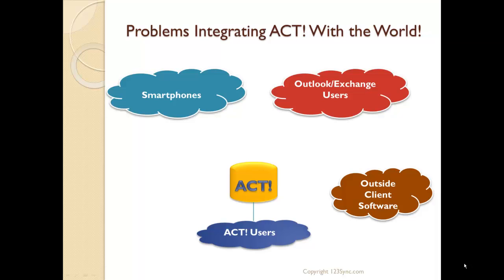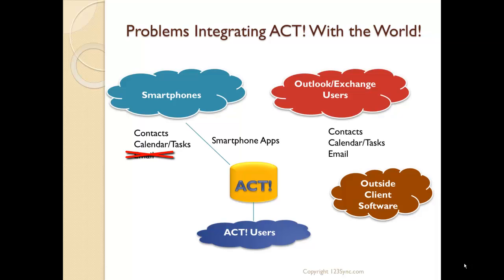So let's look first at some of the problems that ACT has integrating with the world. The smartphone solutions that are available are smartphone apps that are installed on the smartphone and integrate with ACT. These apps tend to create duplicates, as well as being a client solution with its own technical issues. So what we've seen is contacts, calendar, and tasks get integrated, but any email sent or received on the smartphone never really integrates with ACT.